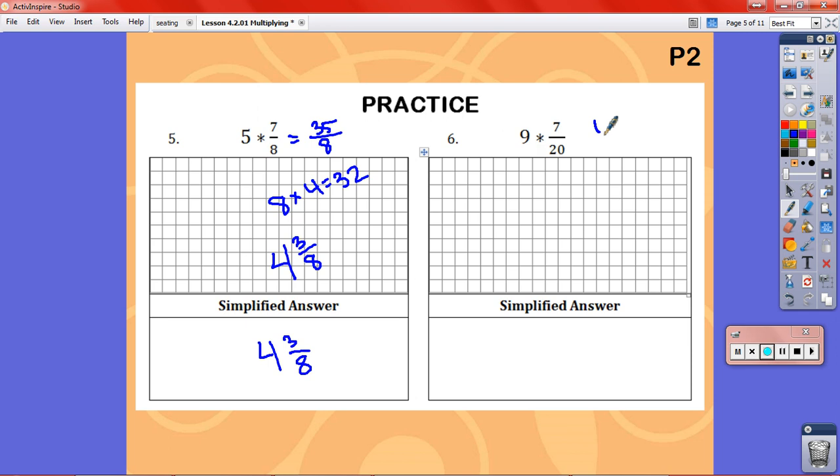9 times 7 is 63, and that's 20ths. 20 would make 60 3 times.